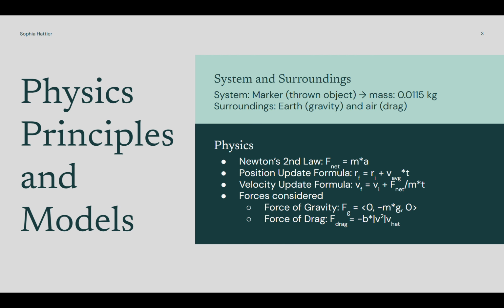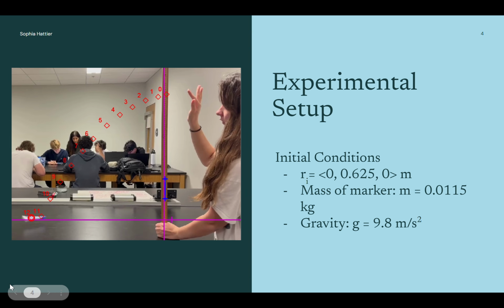The experimental setup, the initial conditions: the initial position is 6.625 off of the ground, mass of the marker, and then the acceleration due to gravity is 9.8 meters per second squared. The origin is right beneath the marker on the table, and that's the calibration setup.